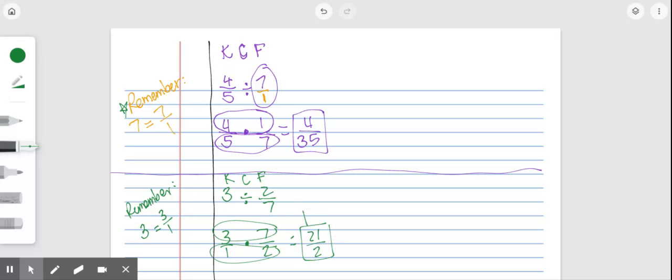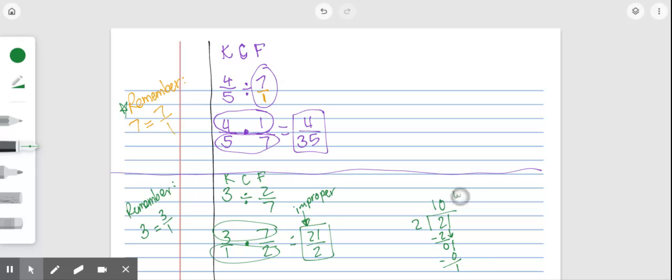But wait, this top number is bigger, so this is an improper fraction again. So we're going to divide. So I take 21 divided by 2. 2 goes into 2 one time. Oh, sorry. 2 goes into 1 0 times. And I've got 1 remainder.